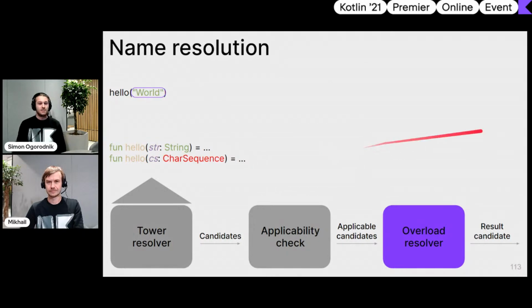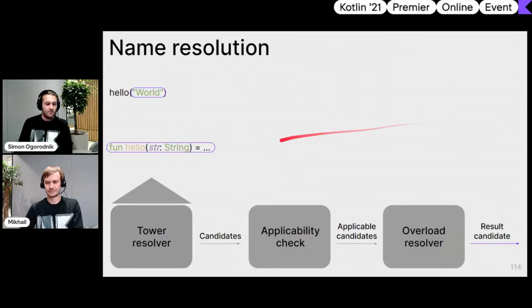Actually, CharSequence is a supertype of String, so we tend to select the more precise candidate. For example, if you have a function that takes Number and a function that takes Int, we'll select the one with Int, not the Number class. And the same for CharSequence, which is a supertype for String. So after all of that, we selected one candidate for function hello with a String parameter, and now we got the result. So that's it.